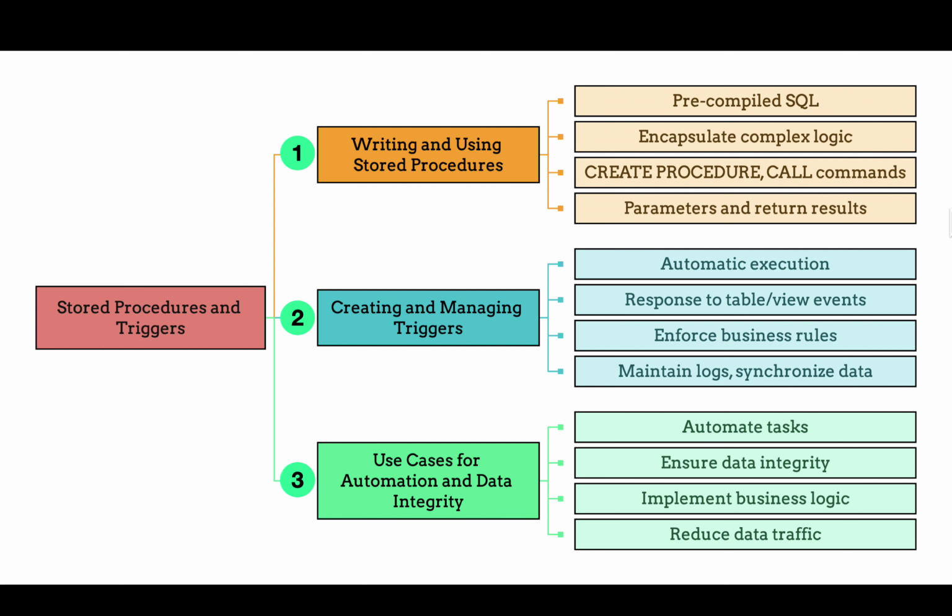3. Use cases for automation and data integrity. Stored procedures and triggers are commonly used for automating repetitive tasks, ensuring data integrity, and implementing complex business logic. They can reduce the amount of data sent to and from the database server and centralize business logic in the database.